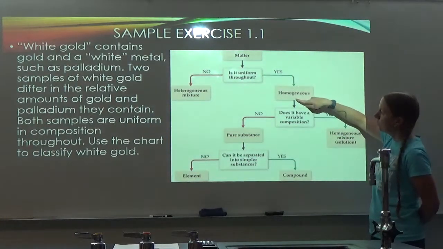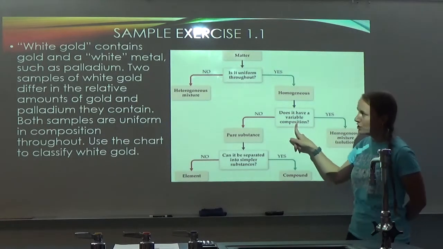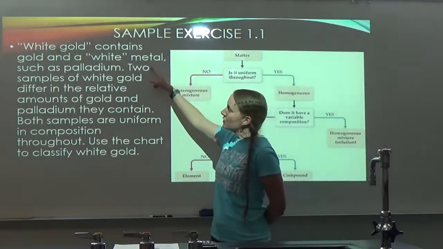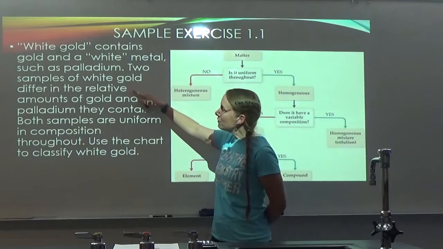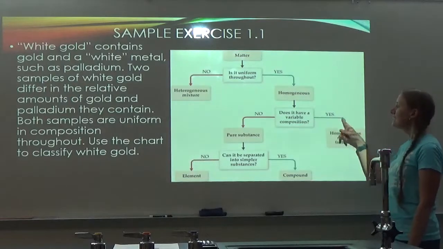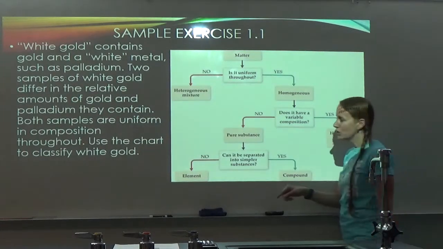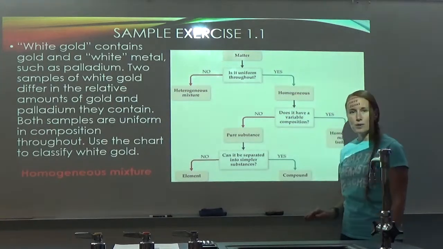So I go over here, homogeneous. It says, does it have a variable composition? Well, if you look over here, it says two samples of white gold differ in the relative amounts of gold and palladium. So yes, it does have a variable composition. So what is it? It is a homogeneous mixture. So that's what we would put for this one.